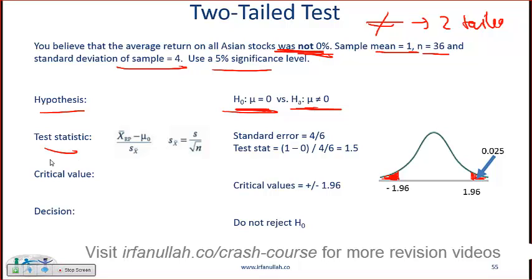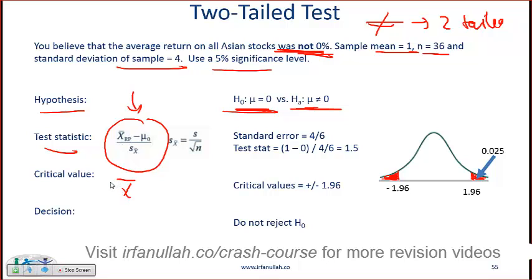The next thing is you need to come up with a test statistic. When you are doing a hypothesis test related to the mean of a population, then this is the formula, and this is a must-learn formula. It is one of the high probability items for your exam. So this is X bar.